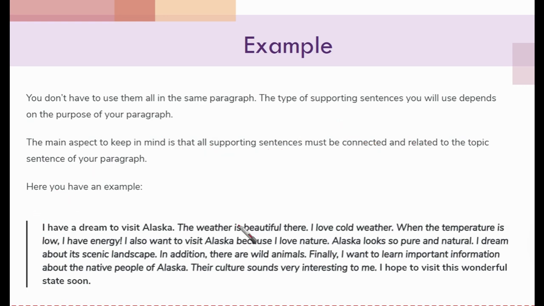We're going to read an example together. While you're reading it, please underline the topic sentence and also the supporting sentences. Okay, let's read it together slowly.